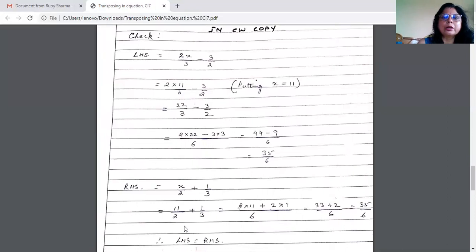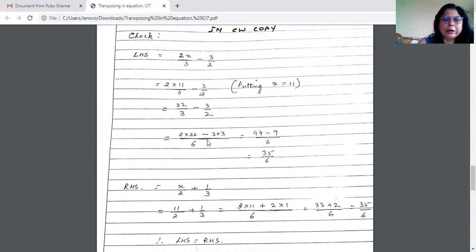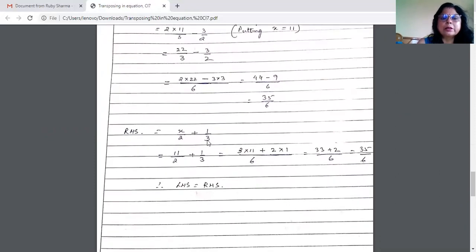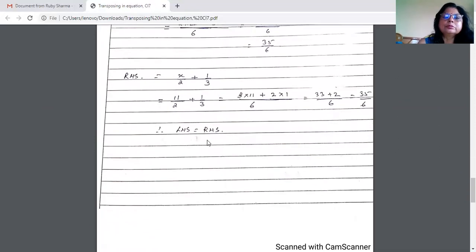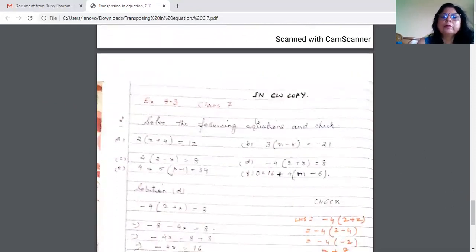Now how to check? I've told you before, you first perform left hand side, write the equation, put the value of x, x was 11, then you calculate these calculations you have done before. Isn't it? You have to find the LCM, subtract, and all subtraction of fractions, you have done addition of fractions. Then you do the right hand side and you'll observe that left hand side is equal to right hand side. So your sum is correct.